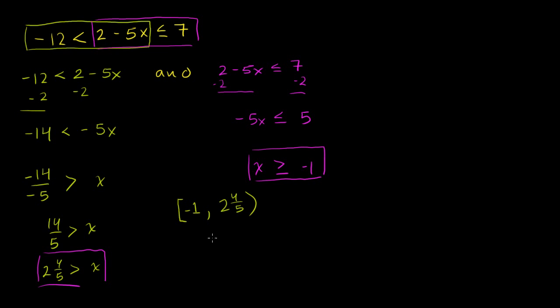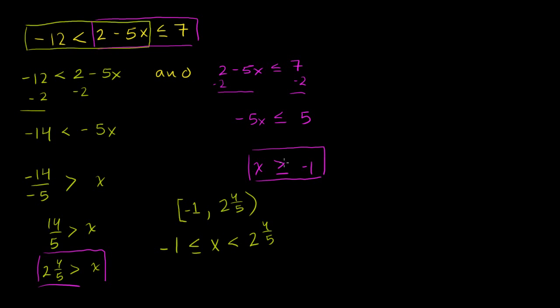Or we could write it this way. X has to be less than 2 and 4/5. That's just this inequality, swapping the sides. And it has to be greater than or equal to negative 1. So these two statements are equivalent.